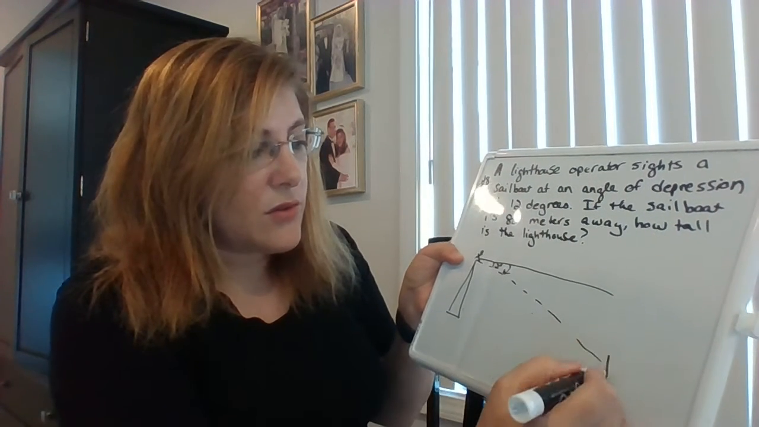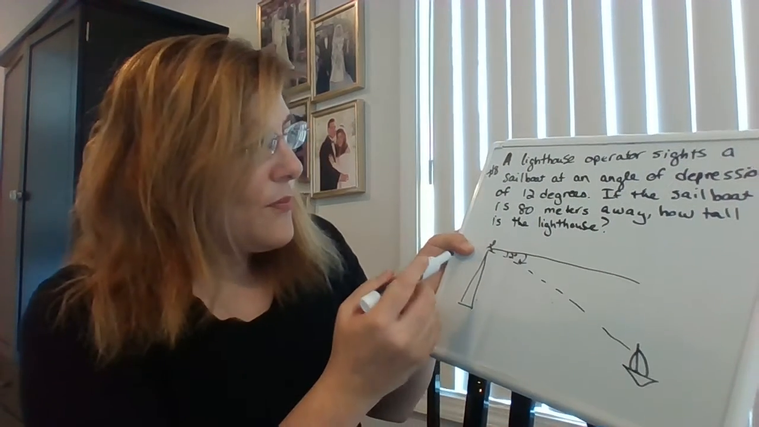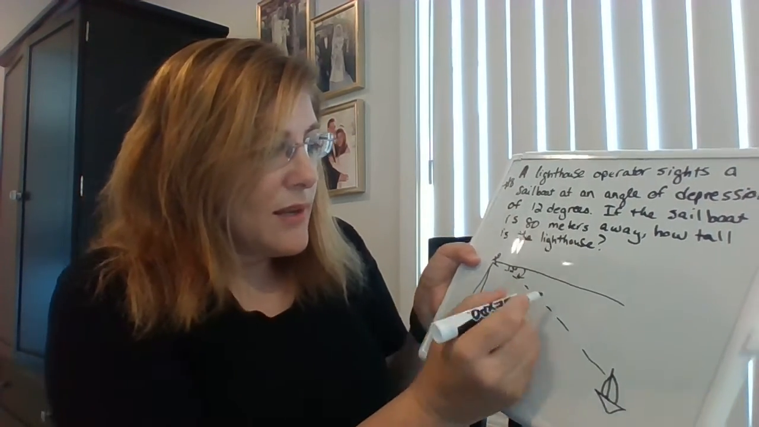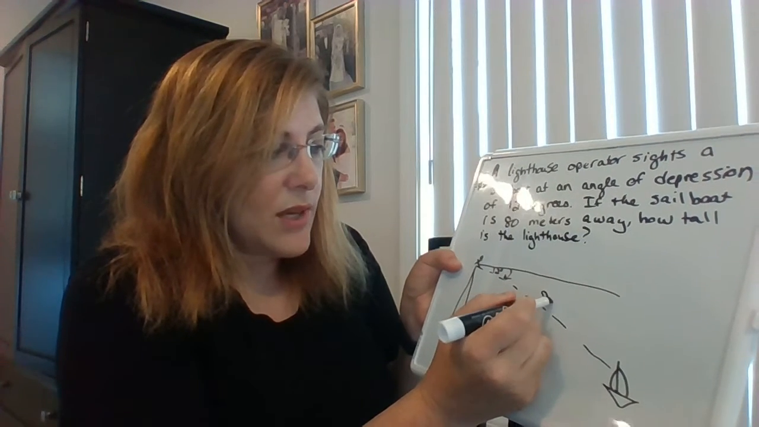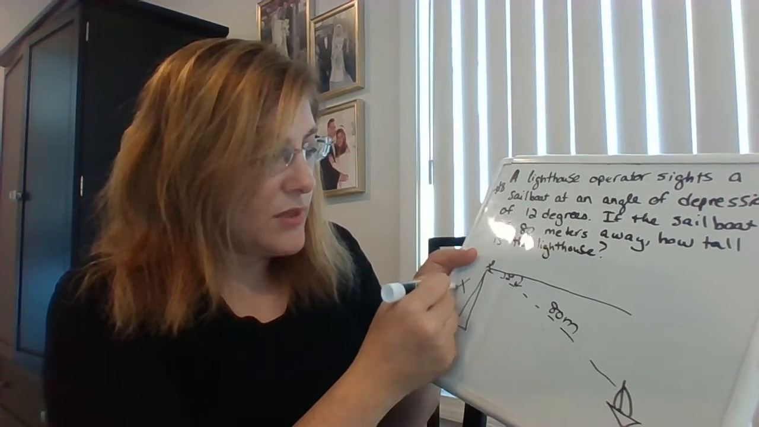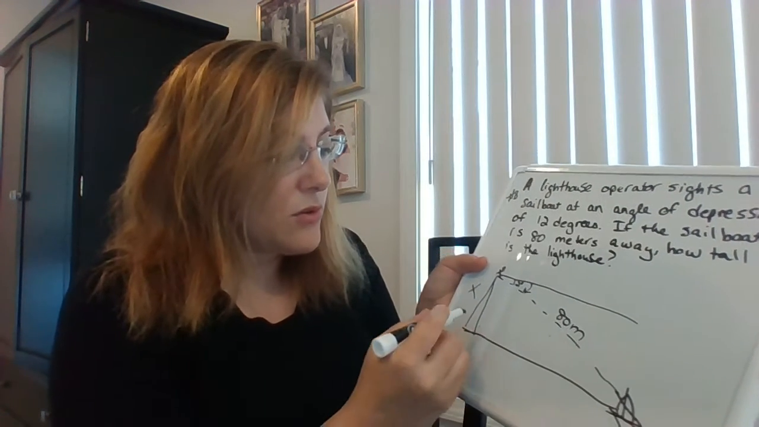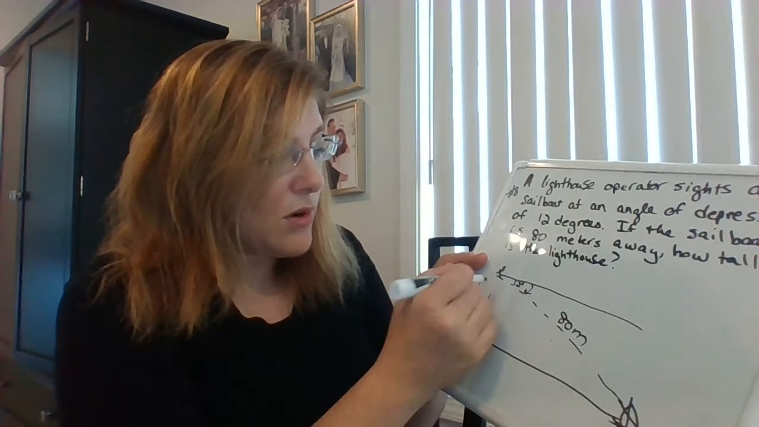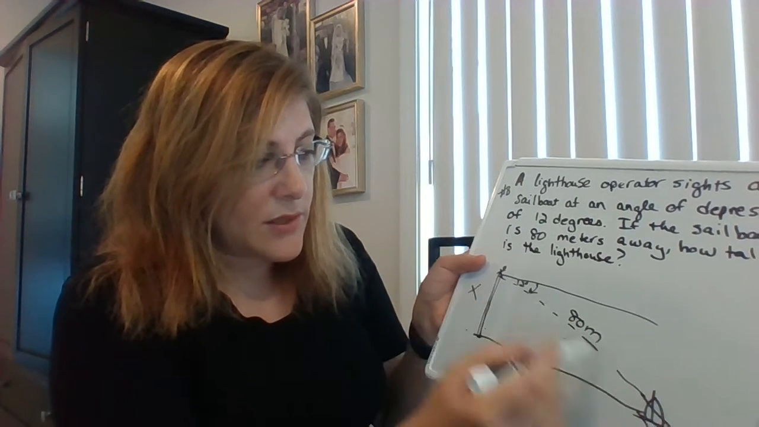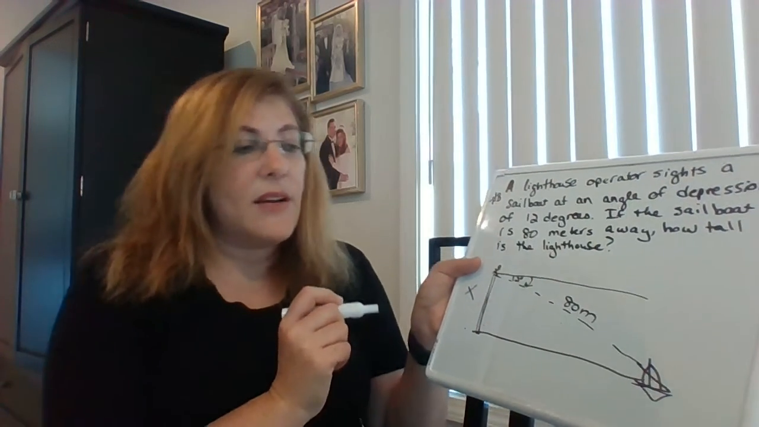And here, let's draw the sailboat. So if the sailboat is 80 meters away, how tall is the lighthouse? Well, that means this is 80 meters, and they're asking for this right here. So here's our triangle. This is our lighthouse right here. They sight the sailboat 80 meters away, and this is 12 degrees down.